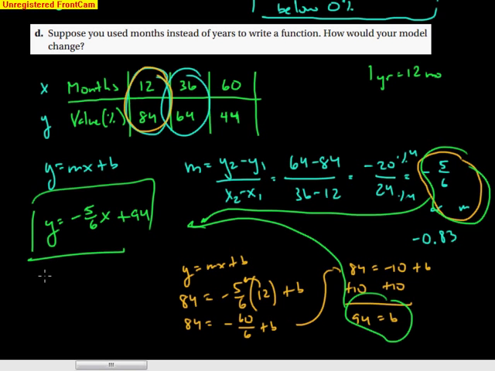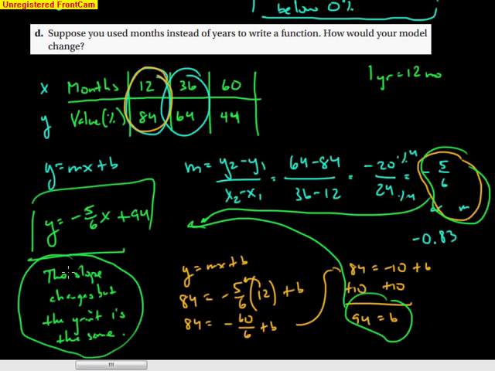So, what changed, right? How would your model change? The slope changes. But the y-intercept is the same. So again, it doesn't matter if I'm in months or years. When I drive the car off the lot, it's still going to be worth 94% of its value. That is independent of time. But of course, the slope, which is per time, is going to change if it's per year or per month. Okay. So this is a great question.